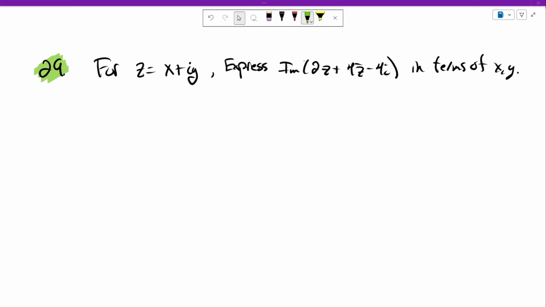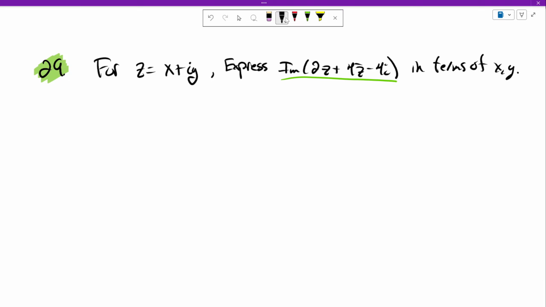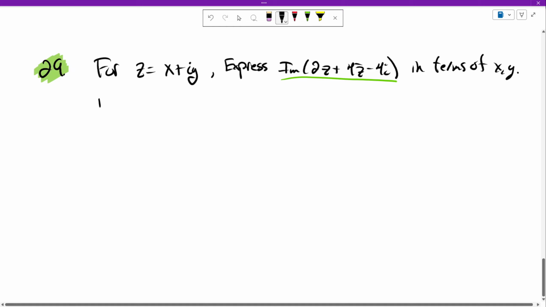We want to write down an expression that represents the imaginary part of the complex number 2z plus 4z bar minus 4i in terms of the variables x and y. So the first step we're going to do is we're just going to compute. Well, we don't need to even put it in terms of steps. We're going to start off by computing 2z plus 4z bar minus 4i, and then we're going to look at what the imaginary part of that looks like.